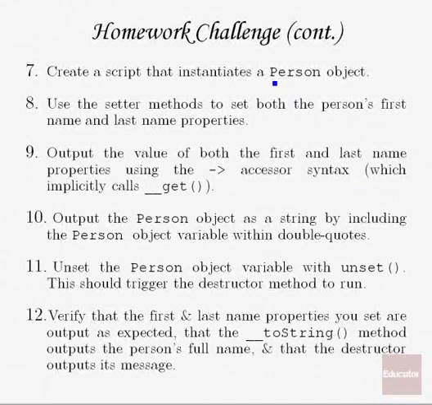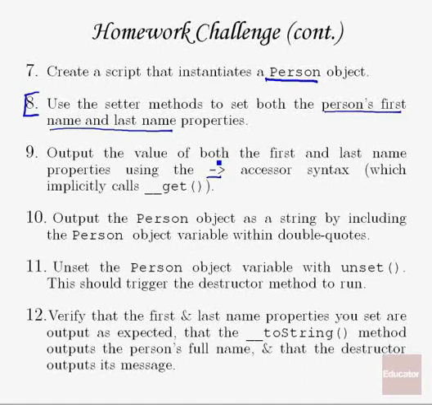Then create a script that instantiates a person object. Use these public setter methods that we just described to set the person's first name and last name properties. And then using the accessor syntax, go ahead and output the value of both of those properties, the first name and last name that you had set. First of all, this is going to show you how to use public setter methods. Then when you try to access it, it's going to show you that the setter methods actually worked, assuming they've been implemented correctly.